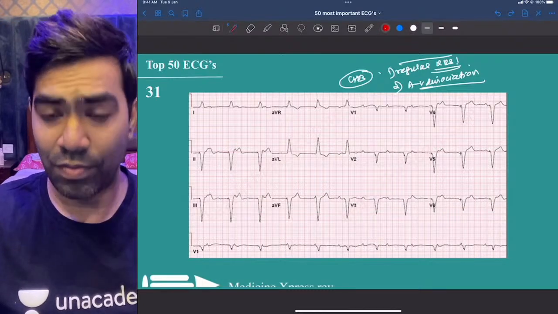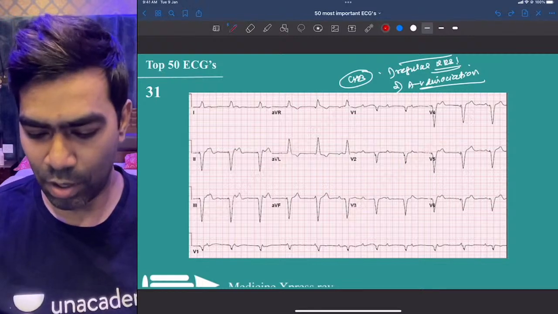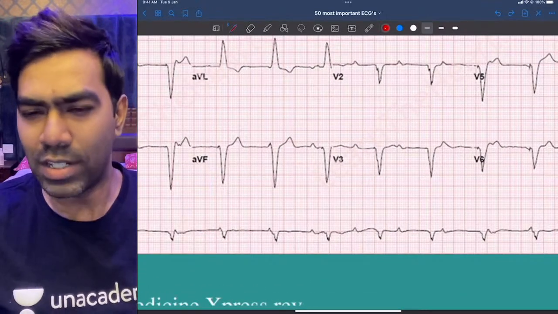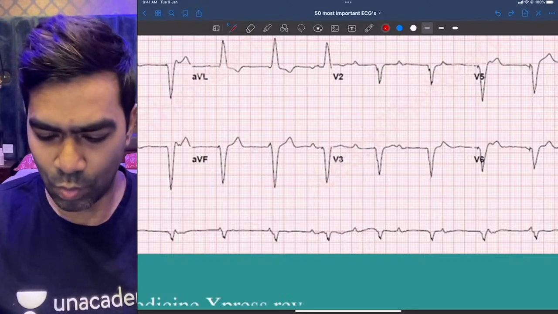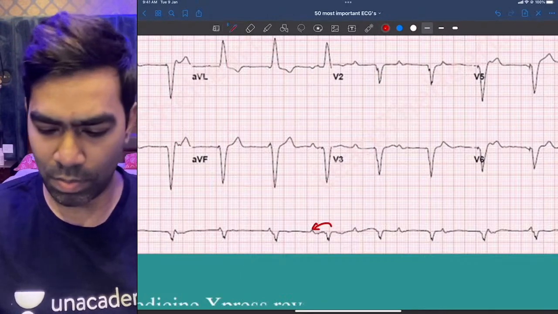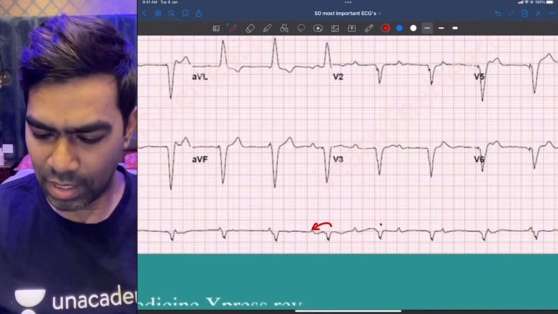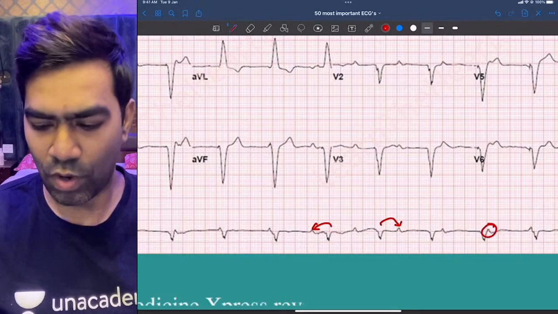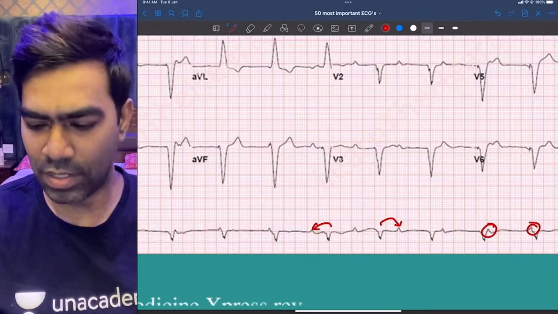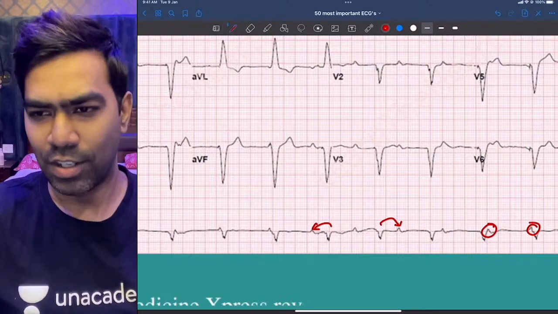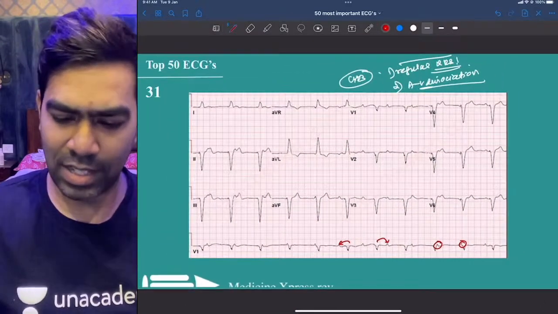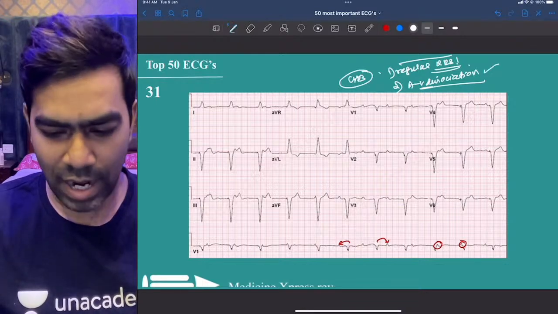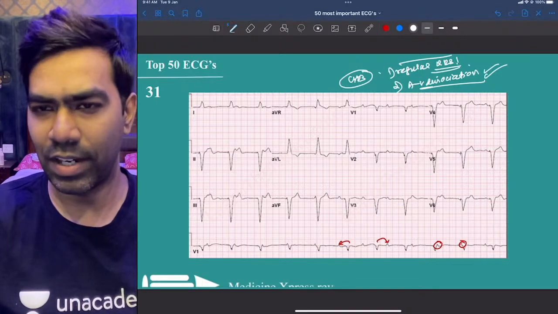And how can you further clarify that it's a complete heart block? You will have a chaotic pattern, with no relationship between the P wave and the QRS complex. Here you can see one P wave happening before the QRS complex. Here there is another P wave, and you can't say whether it is before or after, and one P wave is falling over the QRS complex. One P wave is just coming before the QRS complex. So I can clearly say there is absolutely no relationship between the P wave and the QRS complex, and that's how I can prove that the patient has AV dissociation.